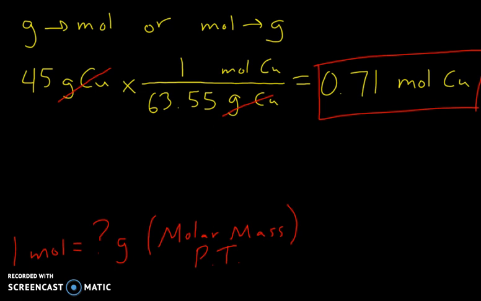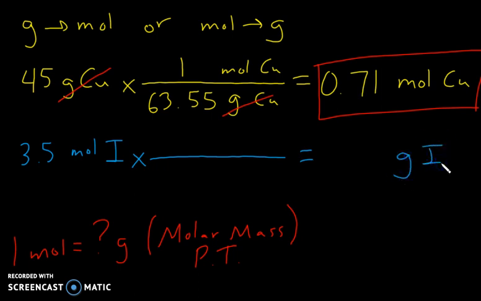So, now we're going to go ahead and do a conversion going the other way. This time we're going to go from moles to grams. So let's go ahead and start with 3.5 moles of iodine. Iodine is just I. And I want to know how many grams of iodine I would have if I had 3.5 moles. So I need grams of iodine at the end.